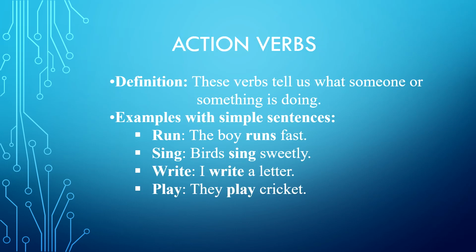Let's look at the first type, action verbs. These verbs tell us exactly what someone or something is doing. Look at these examples. The boy runs fast. Runs is a clear action. Birds sing sweetly. Sing is the action. I write a letter. And they play cricket. All these verbs show a specific action.